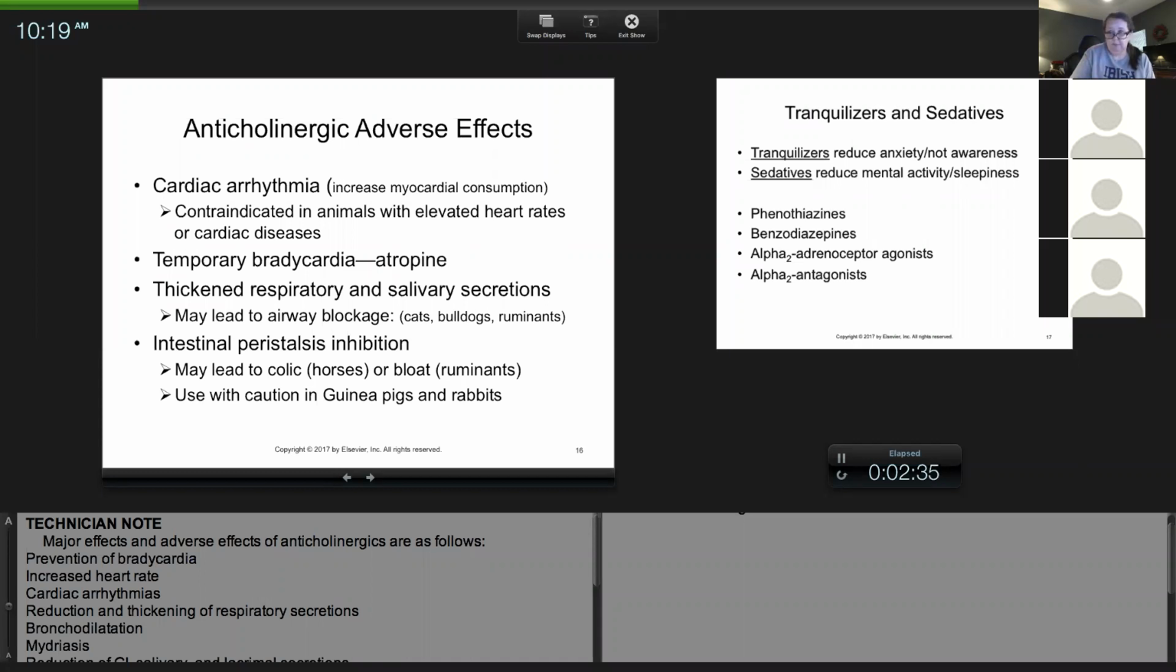Let me give you an example. Hyperthyroid cats. I have a hyperthyroid cat. Hyperthyroid cats usually come in very tachycardic, and sometimes they have thickened heart muscle.